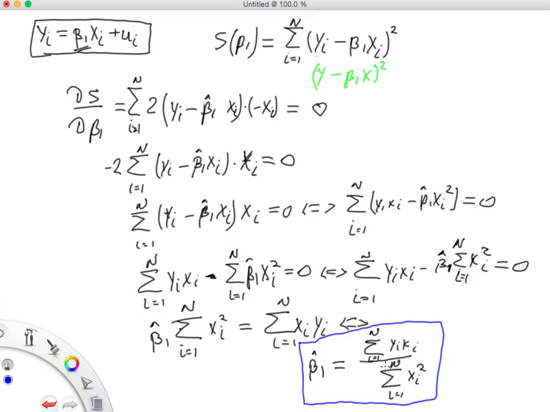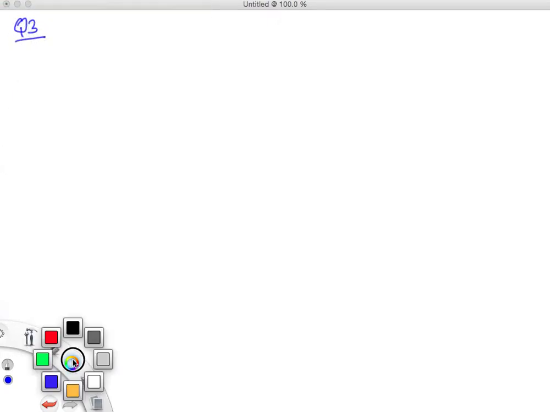Now let's consider question number 3. So let's clean this up now. Okay, question number 3. It's fairly similar to question number 2. Consider a model where the population regression is beta 0 plus ui. So we have now only a constant and errors.